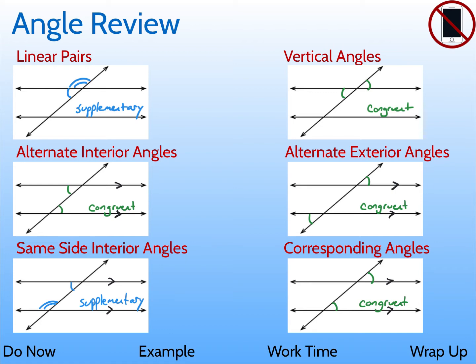Now, these next four are all based on the lines being parallel to each other. So alternate interior angles, like that, are congruent as long as the lines are parallel. Alternate exterior are also congruent when the lines are parallel. Corresponding angles are congruent when lines are parallel, and same side interior angles are supplementary. So same side supplementary is very helpful to help you remember that.